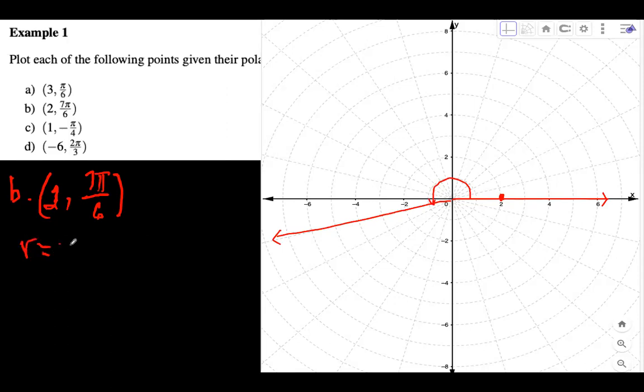Sige, let's do it one at a time. So r is equal to 2. Ayan, nandito na yung 2 natin. Dito natin makikita yung point na yan. And the theta is equal to 7 pi over 6. 7 pi over 6 is equal to what, guys? 180 plus 15, 105 ba? Oh, wait. Ay, oo nga, no? Sabi ko kanina 32 eh.